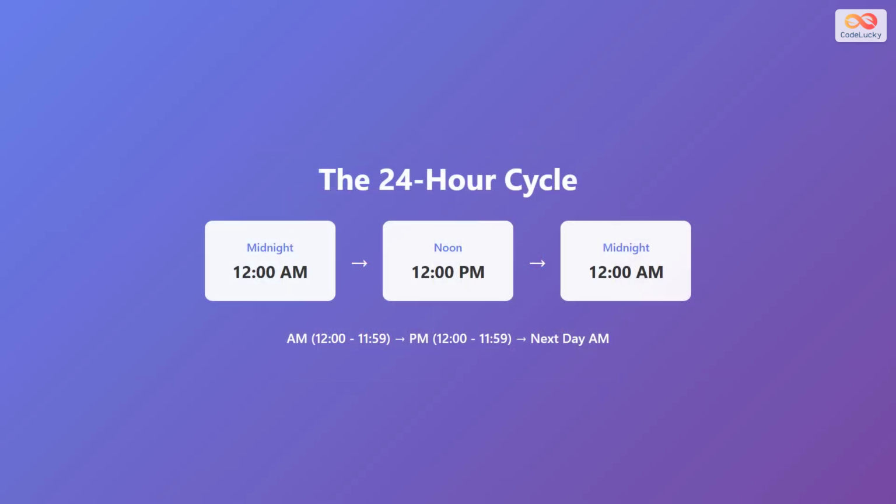A full day has 24 hours divided into two 12-hour periods. The first period starts at midnight, which is 12 o'clock a.m. This a.m. period continues until noon, which is 12 o'clock p.m. Then the p.m. period begins at noon and continues until the next midnight. This cycle repeats every day.